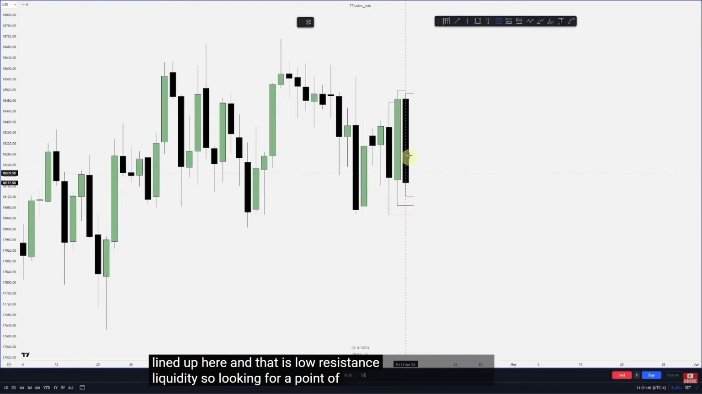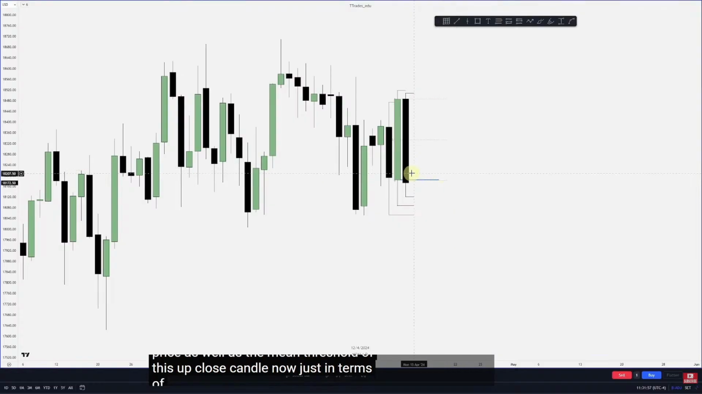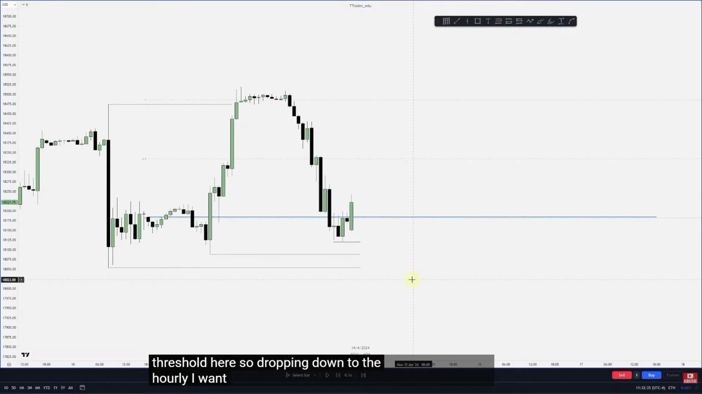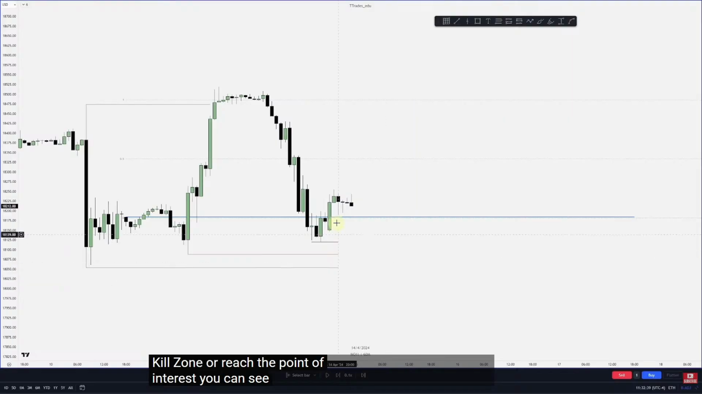So looking for a point of interest, the two spots that I look for like this are the opening price, as well as the mean threshold of this up-close candle. Now just in terms of premium and discount of the range, it makes more sense to look at the mean threshold here. So dropping down to the hourly, I want to see when we enter a kill zone or reach the point of interest. You can see as this fair value gap is holding, it doesn't seem like the opening price is going to push us lower, so we're likely to reach a little bit further up towards the mean threshold of this.